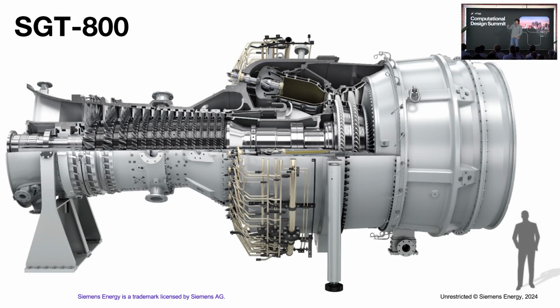It maybe is 6 feet. Their SGT-800 is 18 feet tall. These are gigantic. They're the size of school buses. These are some of the most complex products that exist on the planet. And so Siemens Energy has been deploying computational models to help them decarbonize these types of engines so they can run on hydrogen power, a sustainable energy.